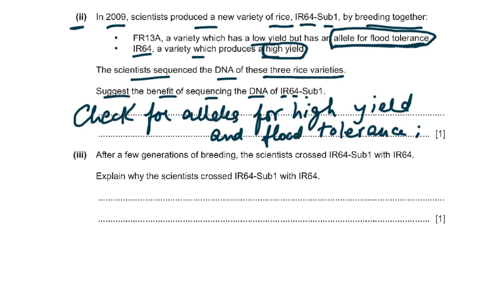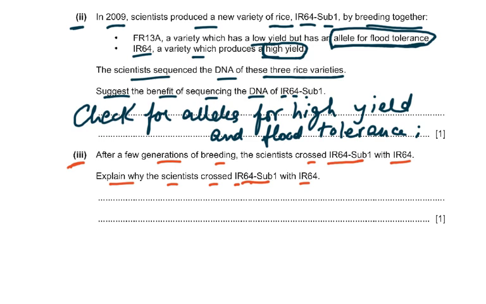Okay, coming to part 3 of the question now. After a few generations of breeding, the scientists crossed IR64 sub 1 with IR64. Explain why the scientists crossed IR64 sub 1 with IR64. Why did we? To maintain the high yield, and to avoid inbreeding depression so as to maintain hybrid vigor.